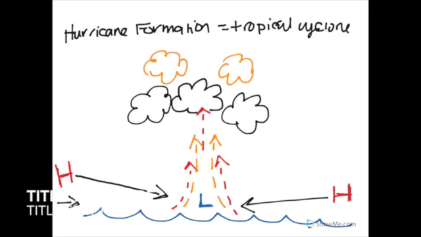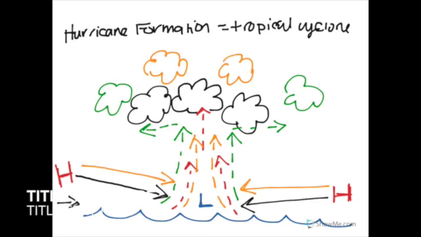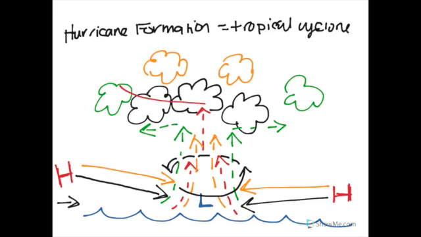So this process continues, and then it starts rotating. So we know that for low pressure systems, they rotate counterclockwise. So all of these clouds and air masses are going to start rotating. They're going to go around this way. And all of these clouds are going to go around. So we have our storm that is rotating counterclockwise because we're in the northern hemisphere.